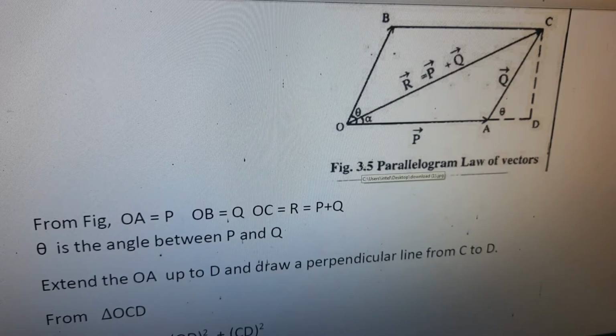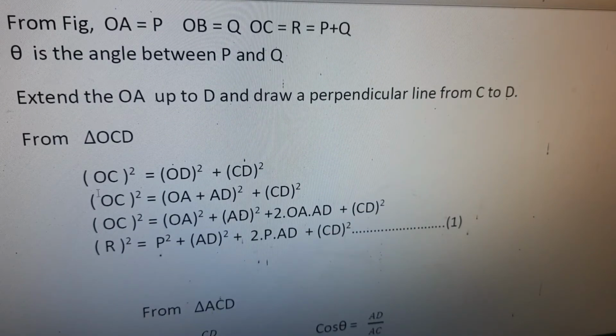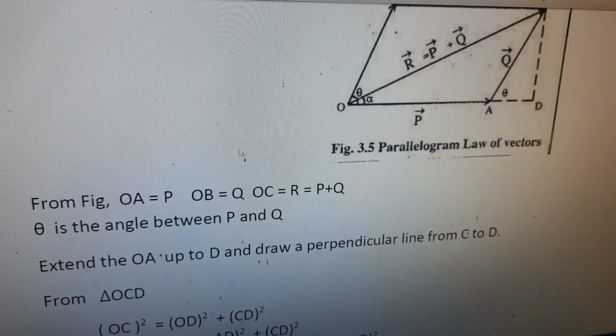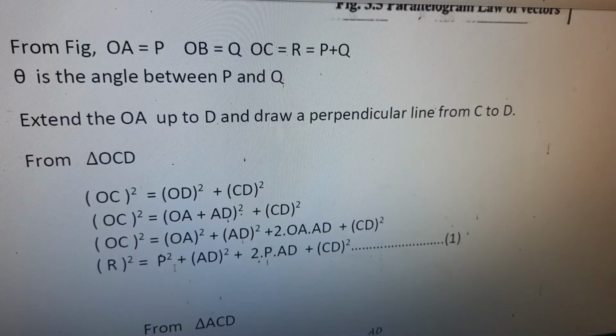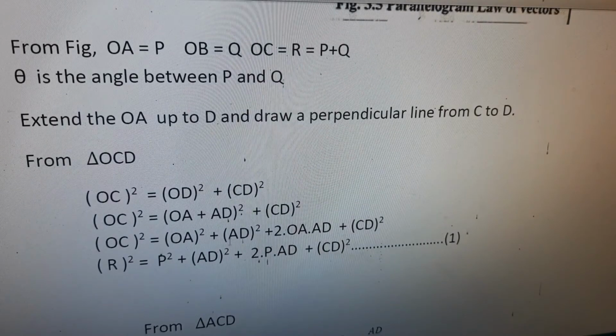So by applying Pythagoras theorem, we can write OC square is equal to OD square plus CD square. OD is the combination of OA plus AD. So we can write OC square is equal to OA plus AD whole square plus CD square. Using A plus B whole square, A square plus B square plus 2AB, we can write OA square plus AD square plus 2 OA AD plus CD square.